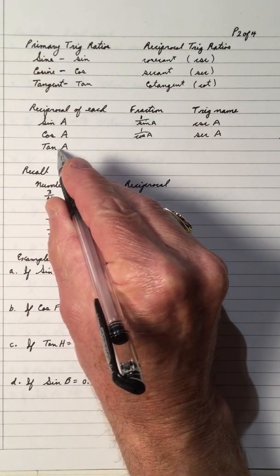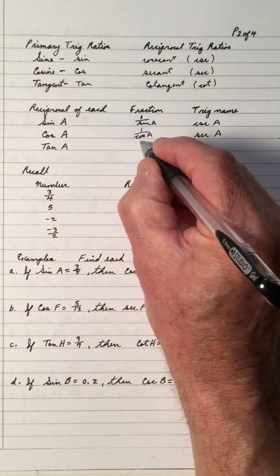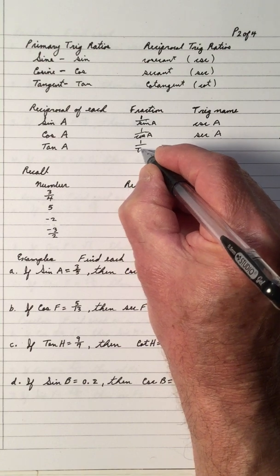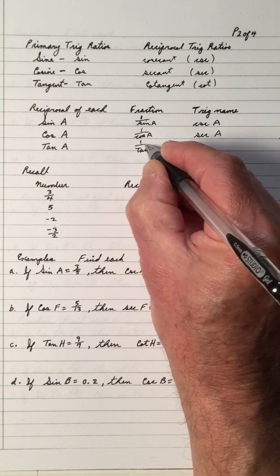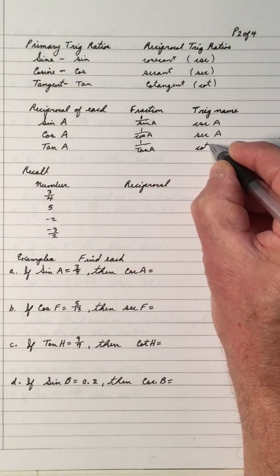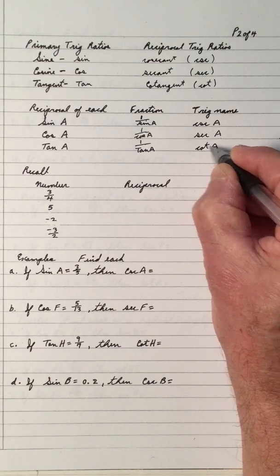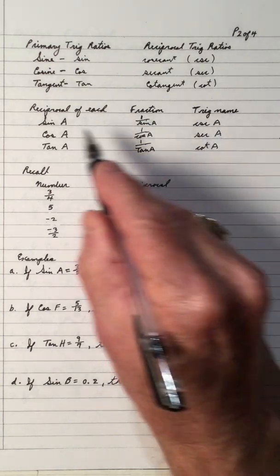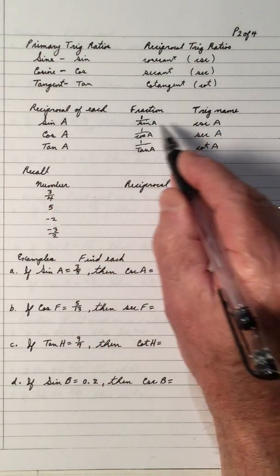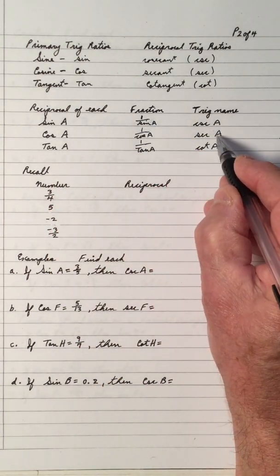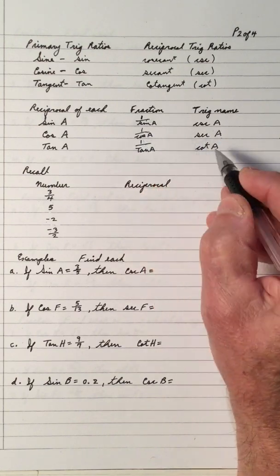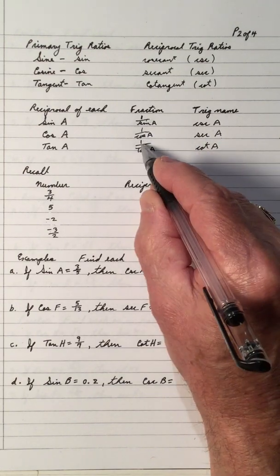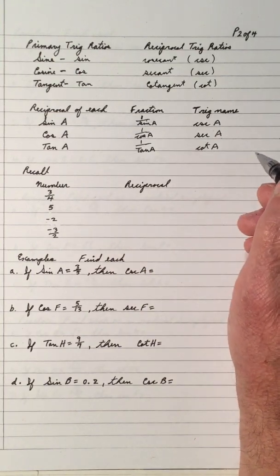And the reciprocal of tan is 1 over tan, angle A, and that's denoted by cot. So the cosecant is the reciprocal of sine, so the cosecant of A is 1 over sine A. The secant of A is 1 over cos A. The cot of angle A is 1 over tan A, the reciprocals.